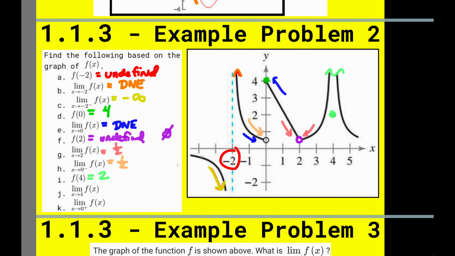J, as you approach 4, that's going to be positive infinity. So you're approaching 4 here on this side and that side. And last but not least, 0 from the right here, and you end up with 4. Okay, so it's just understanding the notation, what it means, and being able to read graphs. So that's what essentially that's doing right there.